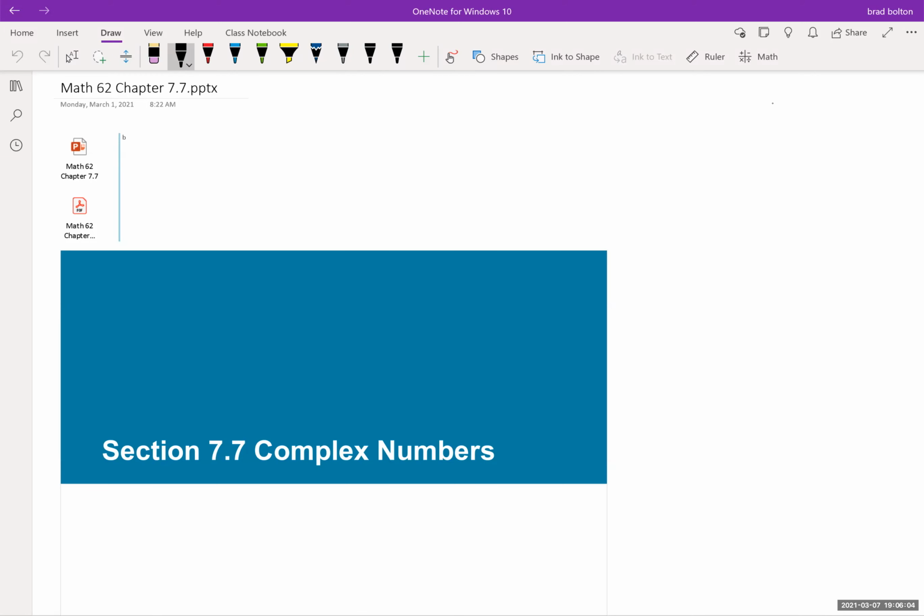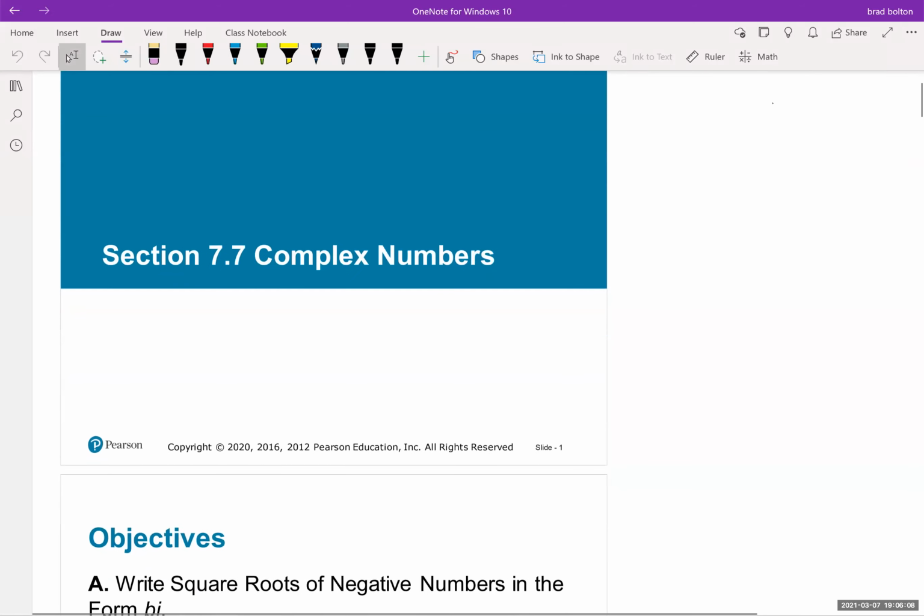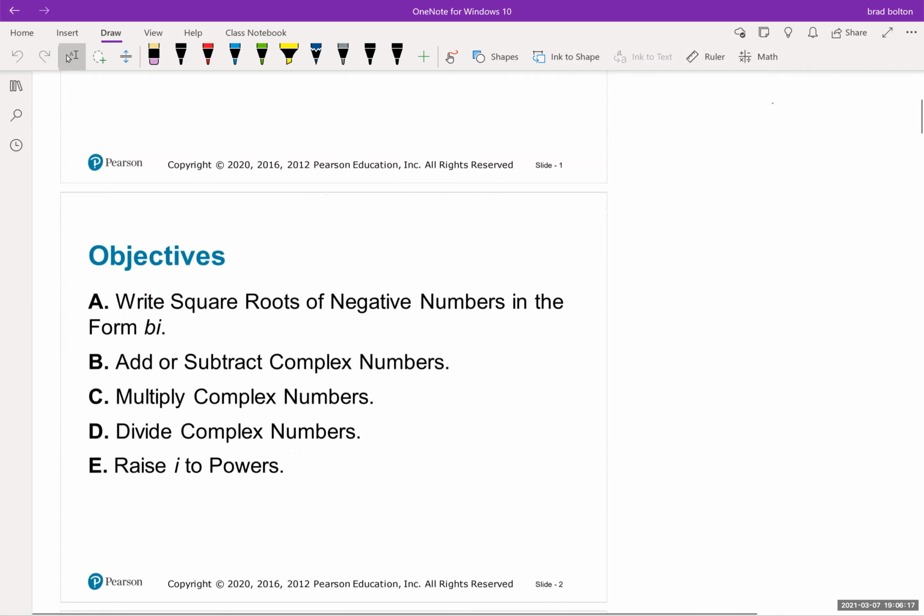Okay, you guys, so today we're going to talk about 7.7, the complex numbers. This is kind of a long section because it's covering a bunch of different operations on imaginary and complex numbers. So let's first just see what we're going to cover.